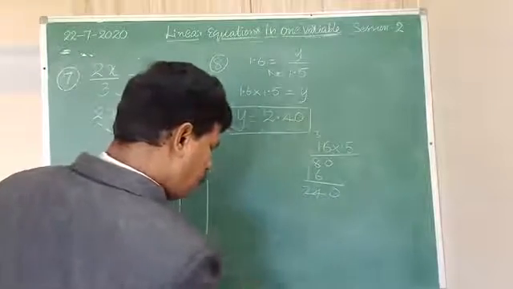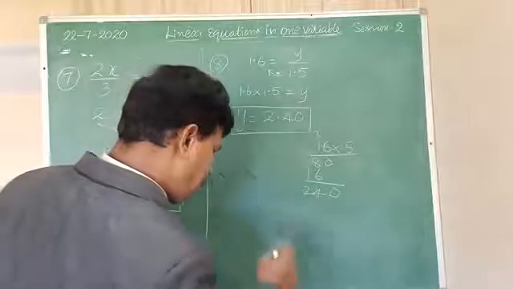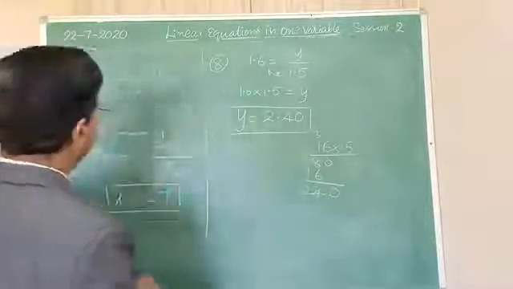Now the 9th one is 7x minus 9 is equal to 16.